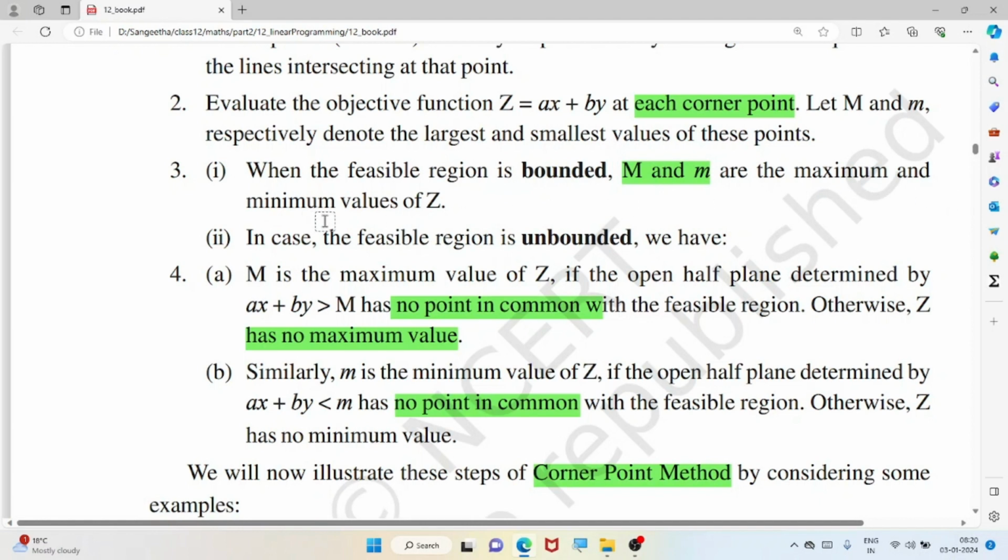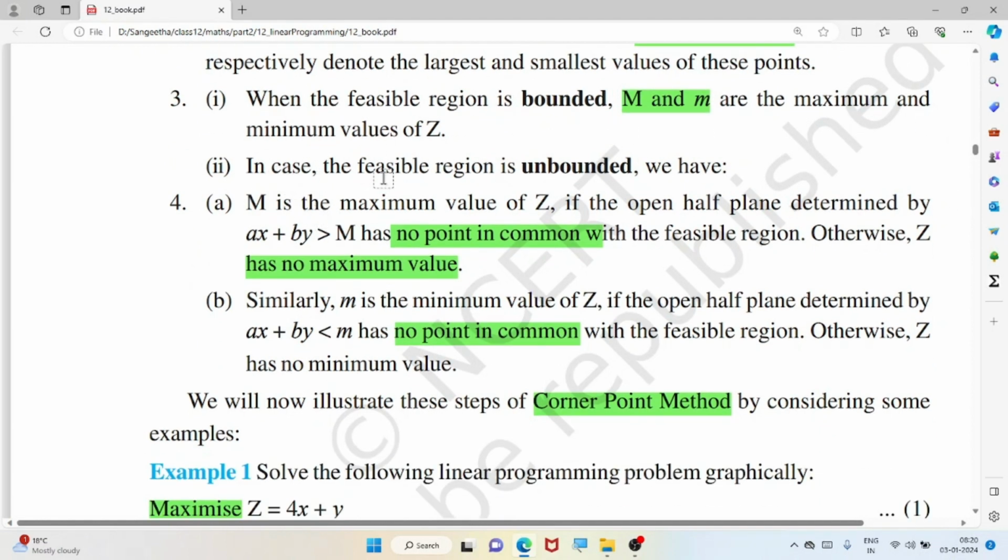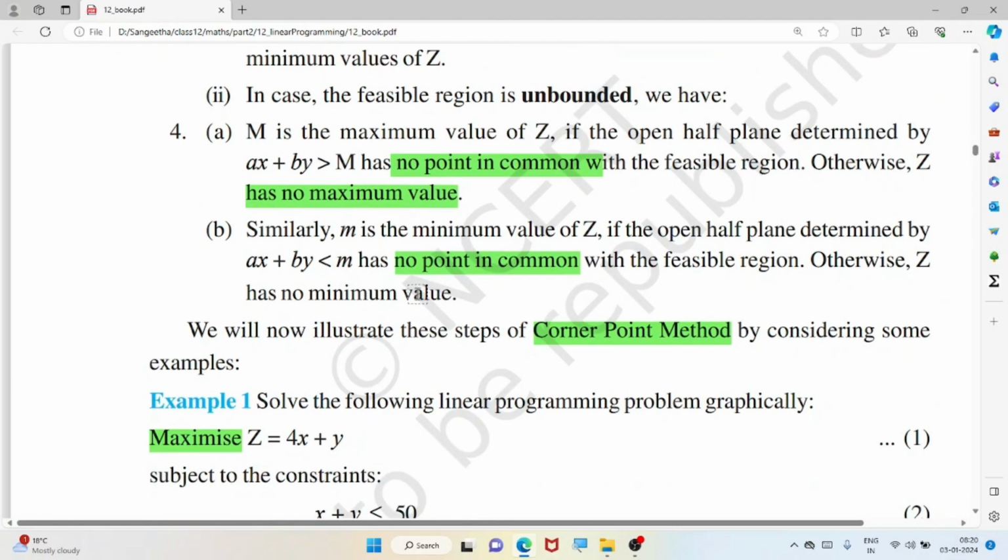Let M be the maximum and the minimum value of Z. In case the region is unbounded, we have these two sets of rules. If M is the maximum value of Z, and the open half plane determined by ax plus by greater than M has no point in common with the feasible region, then M is the maximum value. Otherwise, Z has no maximum value.